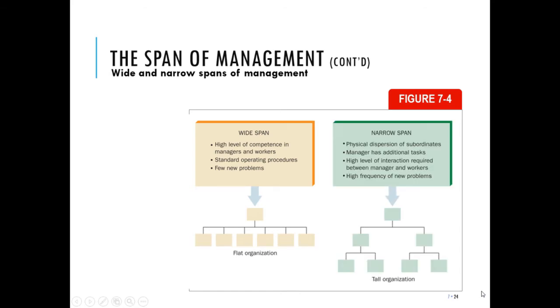Tall organizations have narrower spans of management and therefore many levels. They also incur higher administrative costs because there are more managers. Because of the multiple levels of management, internal communications may become distorted.